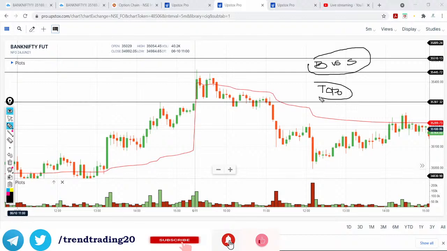Taking trades doesn't mean you are following a trading strategy. If you are following one, fine and enough. But add this to your trading strategy. Understand buyers versus sellers. Who is strong, who is weak. Very simple concept, sir. Nothing rocket science here.